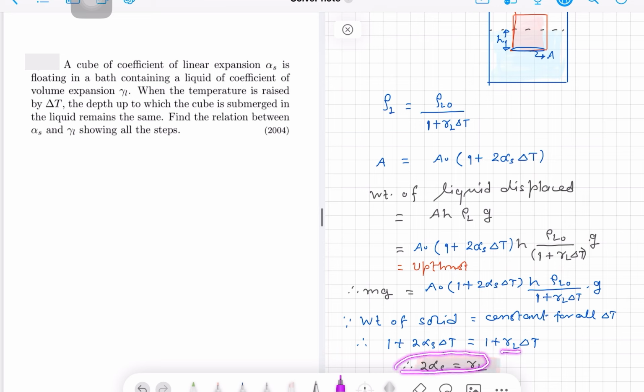This is a simple question, but it is mistake prone because these topics are a bit less popular. People are more engaged with mechanics and electrostatics. These topics are taught a bit casually, so you should be recalling these basic relations, right?